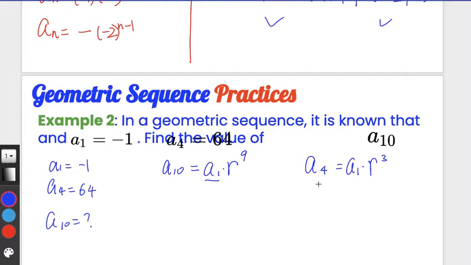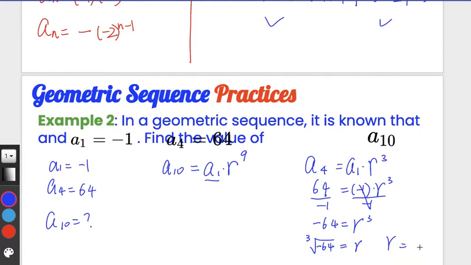So now let's plug in the numbers. 64 equals the first term times r to the third power. Now let's isolate this. It's going to be -64 equals r to the third power. So r is the cube root of -64. What is the answer? You're right, r is -4. Think about this: -4 times -4 times -4 is -64, right? Okay, that's our ratio.